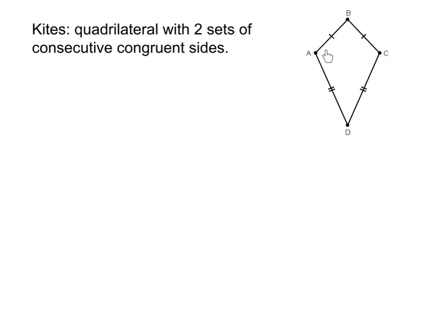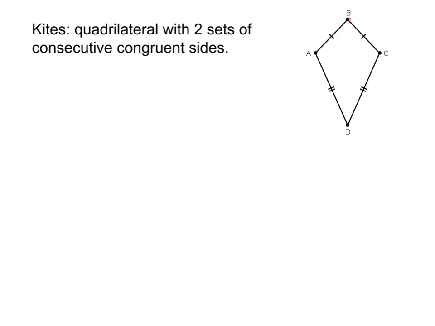That's what you can see here. These two short sides, AB and BC, are the same length, and you can see that with one tick mark. Now, AD and CD are consecutive sides too, and you can see with two tick marks on each, both are congruent. The last piece about kites that we need to talk about that's important is its diagonals.